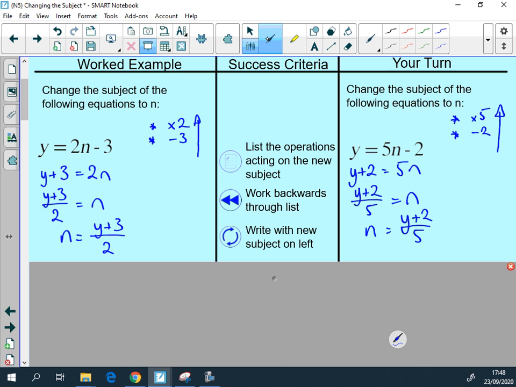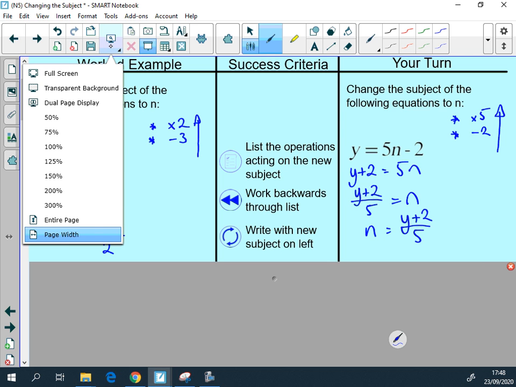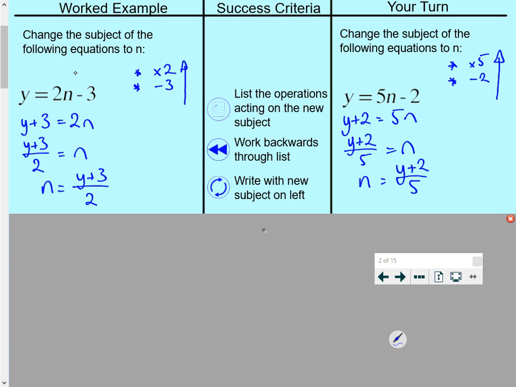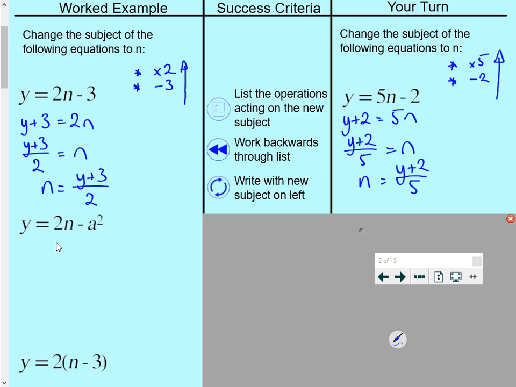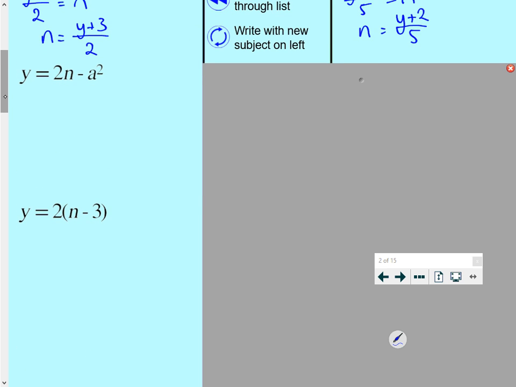Right. Now, the more variations we can see of this, the more confident we can be with what's going to come up. So again, let's try another one. So please make sure you're watching. So here, if I was to substitute in for n, the first thing I would do is times it by 2, and then I'm going to take away an a squared from it. So let's go backwards. I'm going to add a squared to both sides.